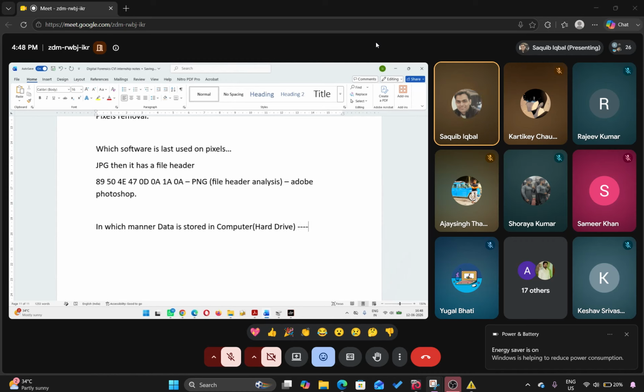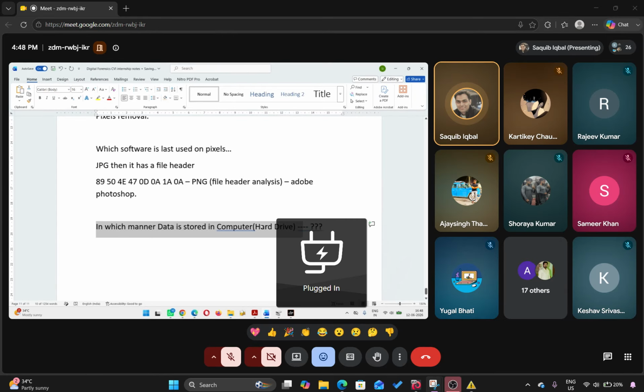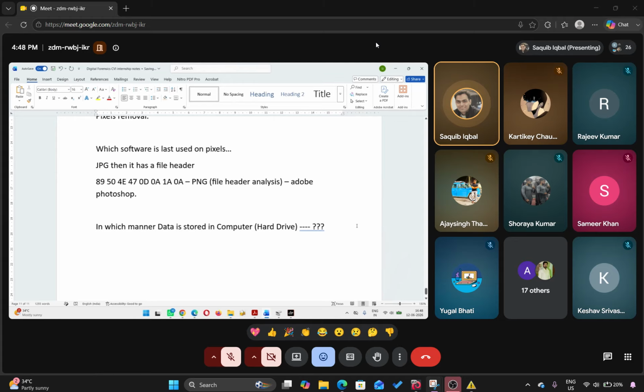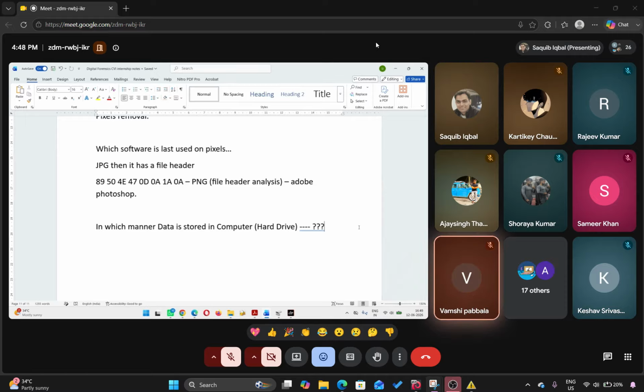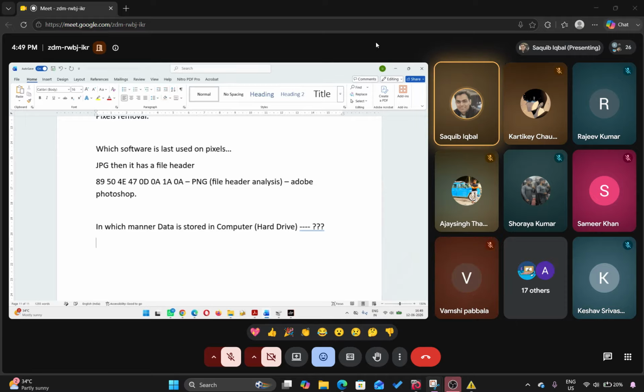SSD is completely different. Tell me, if I'm writing this statement in my Word file, it is saved in my computer. Okay. So in which manner is the data saved in a computer hard drive? Binary format, zeros and ones. Okay, 0 and 1. Any other guesses?